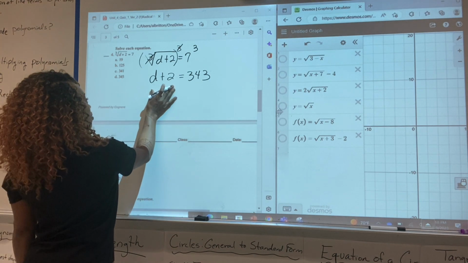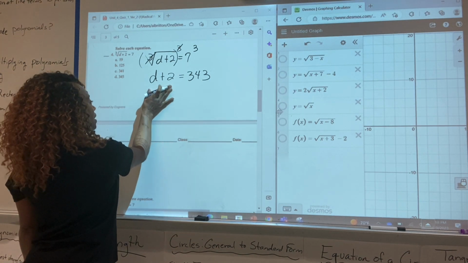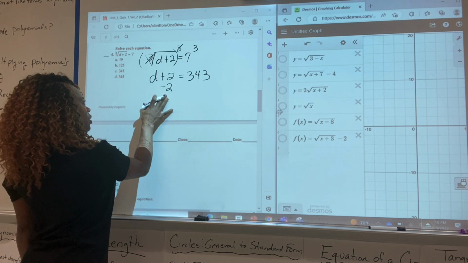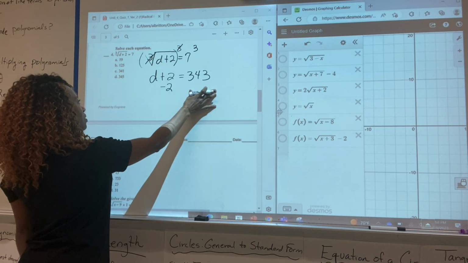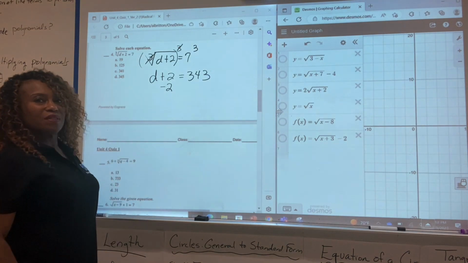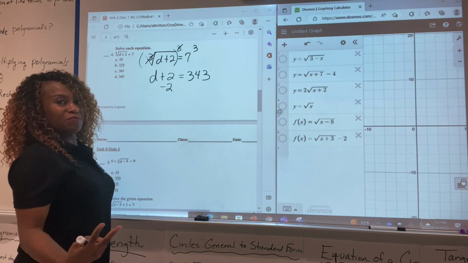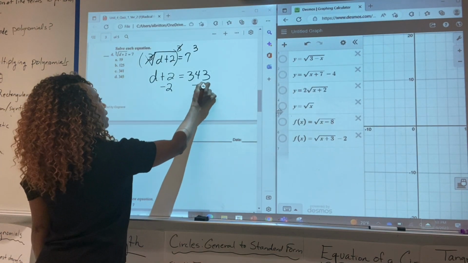So how do I solve d plus 2? Since it's an addition, I do the inverse of addition, which is subtraction. And why do I subtract the 2 and not the 343? Because we want the variable by itself. And the 343 is not over there with the variable. The 2 is. That's why we want to eliminate that one.